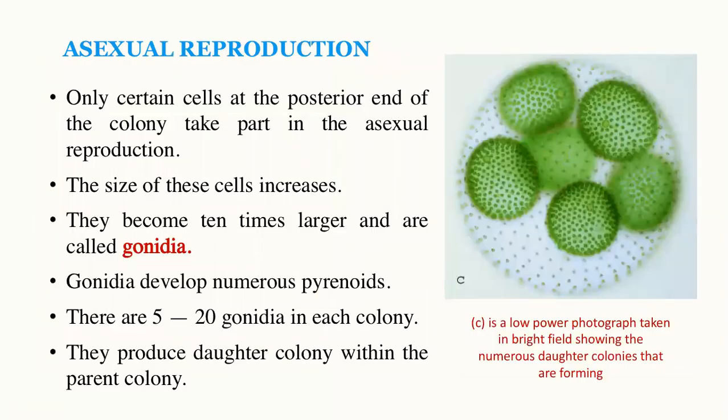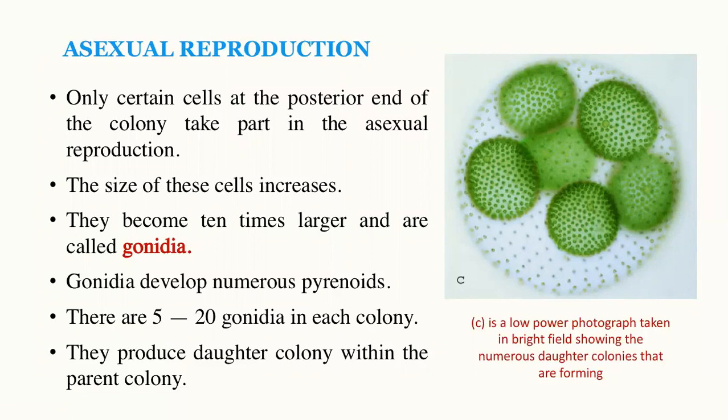Then how does Volvox reproduce? Volvox reproduces asexually as well as sexually. In asexual reproduction, this takes place with the help of cells at the posterior end of the colony. And these cells in the posterior end of the colony will increase in size and become 10 times larger than the normal cell. And such enlarged cells are known as gonidia.